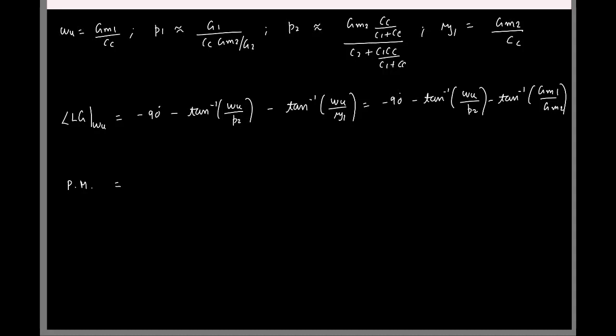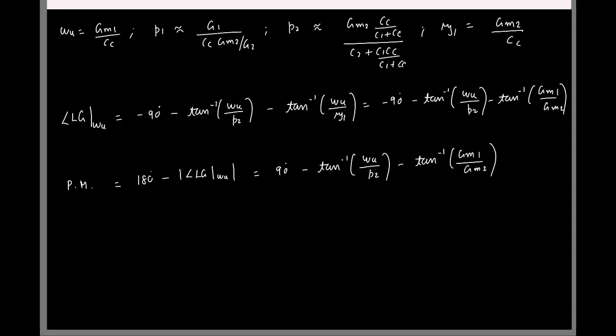So this is the total phase. What is the phase margin? You can say 180 minus the magnitude of the phase. So what is that? 90 minus tan inverse of omega u by p2, minus tan inverse of GM1 by g2. Is that okay? Great. So this is the phase margin.